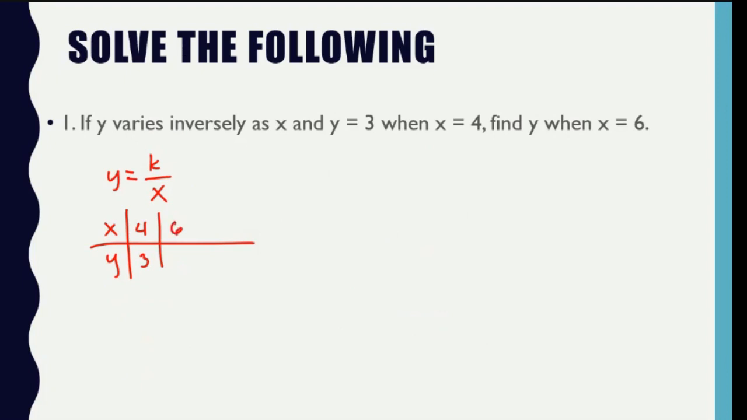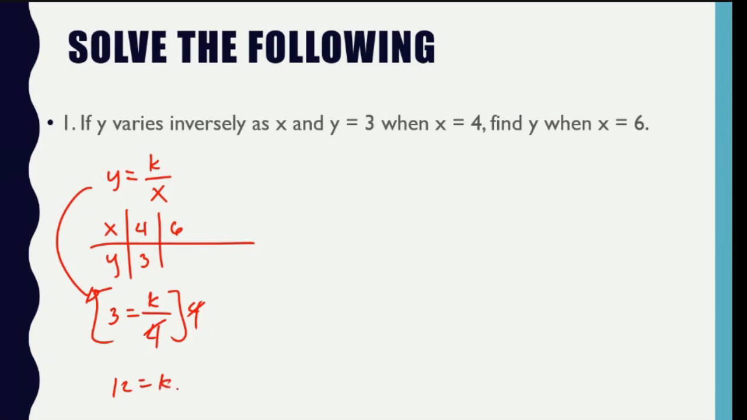Okay, let us now have the equation of variation. So you will be having substituting the first values, which is 4 and 3, to our tentative equation. So you will be having 3 is equal to k over 4. So solving for k, I will multiply both sides by 4. So this will be 12. 4 times 3 is 12. So madi-divide out yung 4 sa k over 4. So that will be 12 is equal to k.